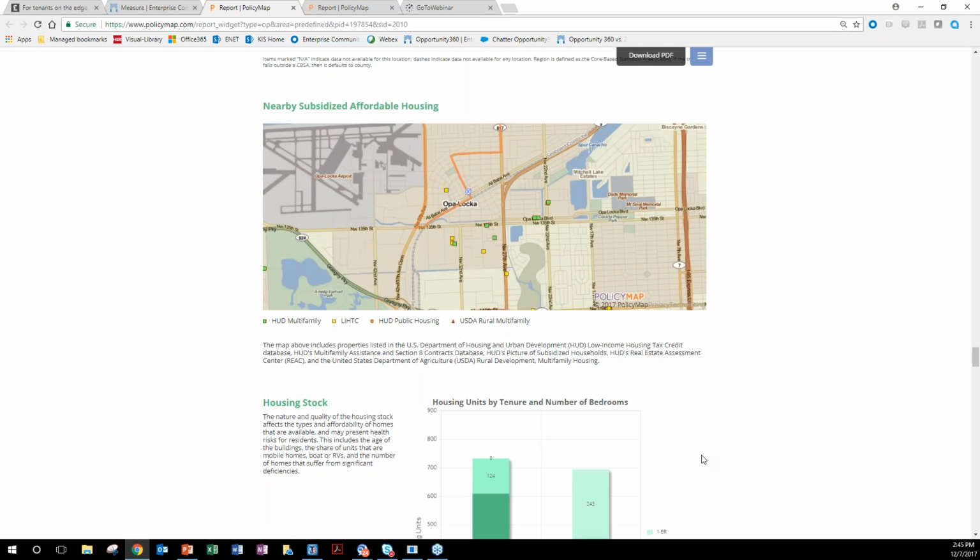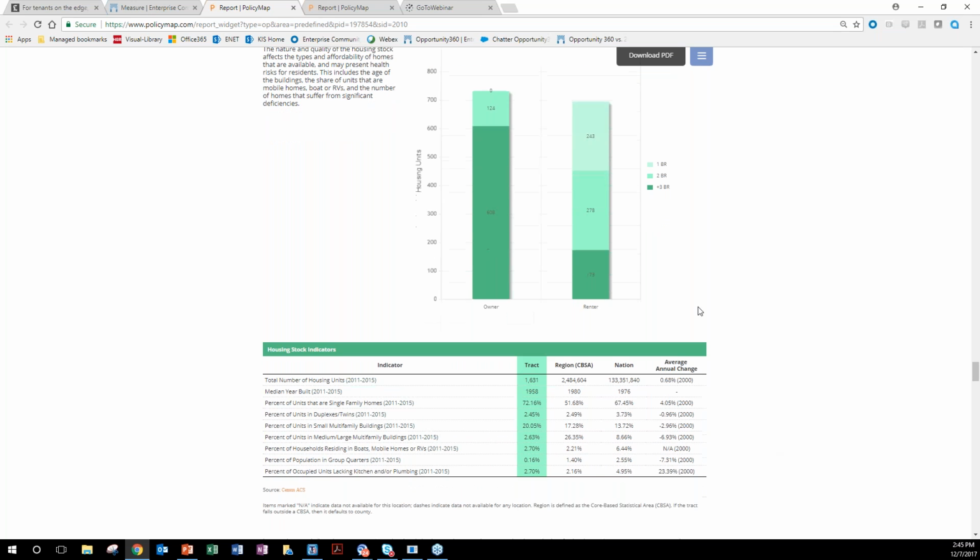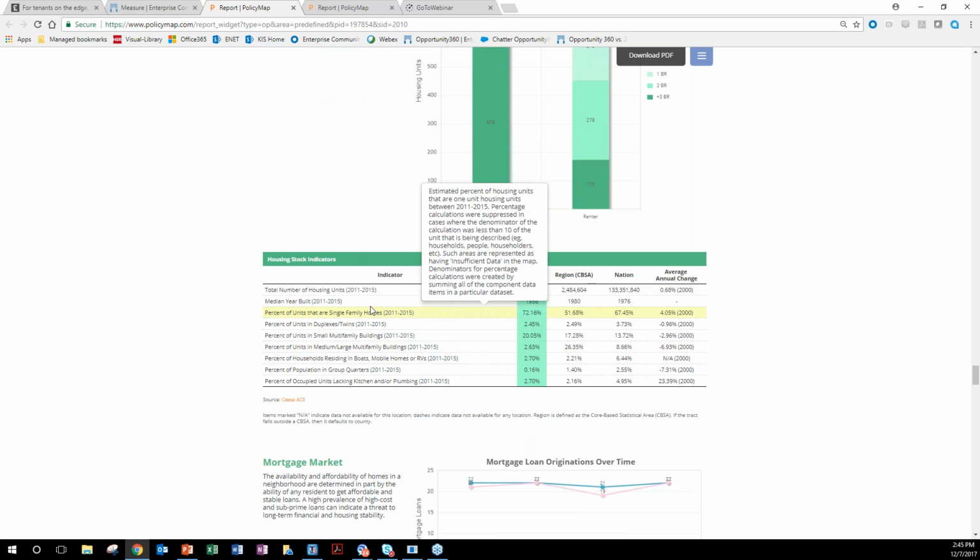I don't see any public housing right in the vicinity, but you can look around and see what's nearby. Same thing with housing stock. Like what does that look like in terms of owners versus renters? For owners, there are a lot of 3-bedrooms. If you own your own home, that seems to be the majority of what the housing stock looks like in this neighborhood. If you're a renter, that's not as much of the housing stock. Most of the rental stock is really 2-bedroom or 1-bedroom units.